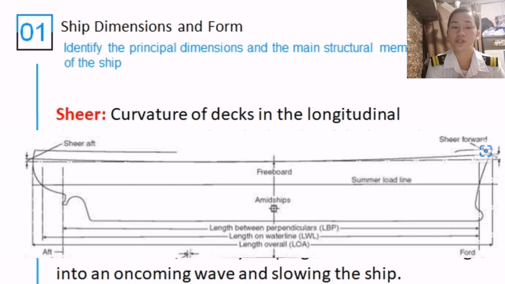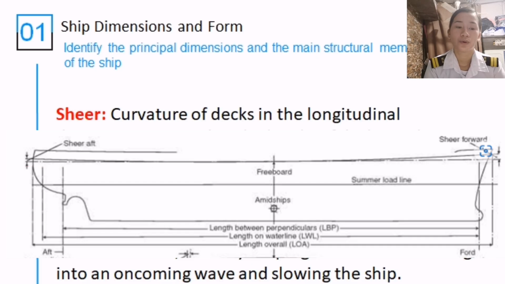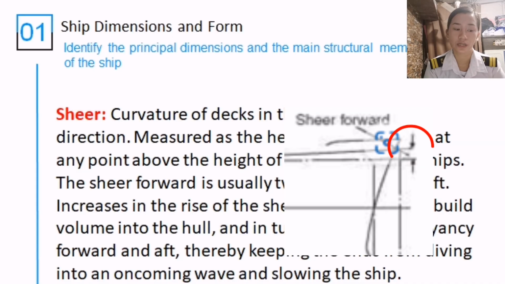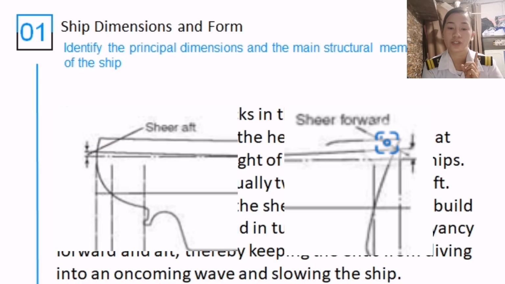the shear aft and shear forward, you have to put a baseline below the curvature. Kani, lambutan ka nag straight gyud nga line. So kanang distance or measurement gikan sa baseline or sa straight line padulong sa curvature sa forward ug sa aft, mao na ang inyong shear forward and shear aft. Okay? So the shear forward is usually twice the shear aft.